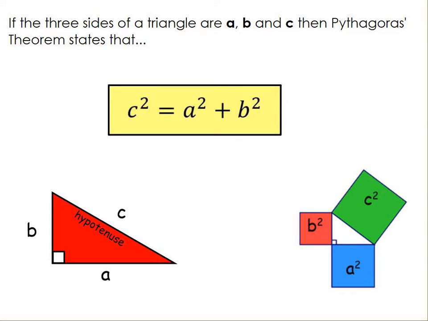If the three sides of a triangle are A, B, and C, then Pythagoras' theorem states that C squared equals A squared plus B squared.